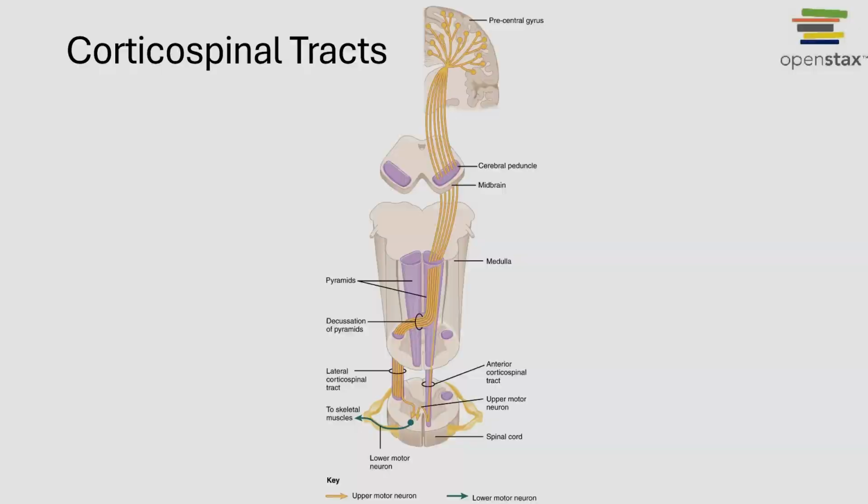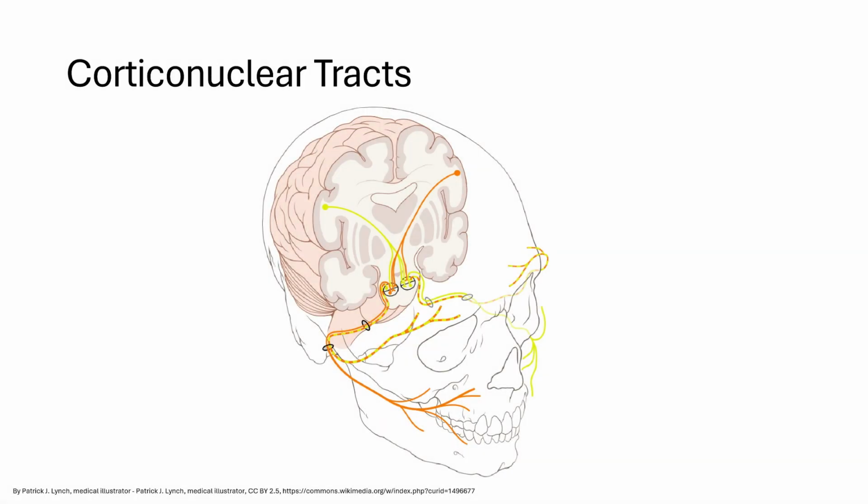Like the corticospinal tracts, corticonuclear tracts are descending tracts that start with upper motor neurons in the motor cortex. However, the lower motor neurons of the corticonuclear tracts are in the cranial nerve nuclei of the brainstem. The efferent fibers of these pathways are in the cranial nerves. The illustration here shows the pathway for the facial nerves that control the muscles to produce facial expressions.